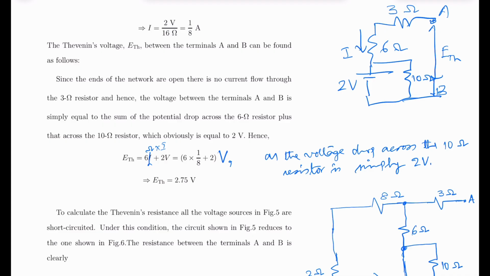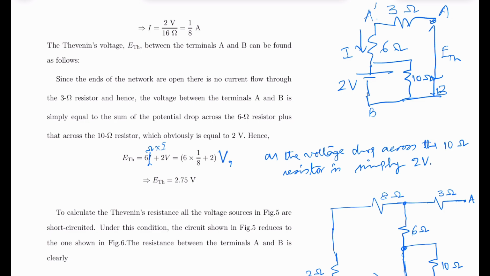So Thevenin's voltage between A and B is simply equal to the voltage between the point A dash and B. So voltage between the point A dash and B is simply 6 ohm into I, this is the voltage drop here, plus 2 volt. So this is 6 ohm into I plus 2 volt. So this comes out to be 2.75 volt.